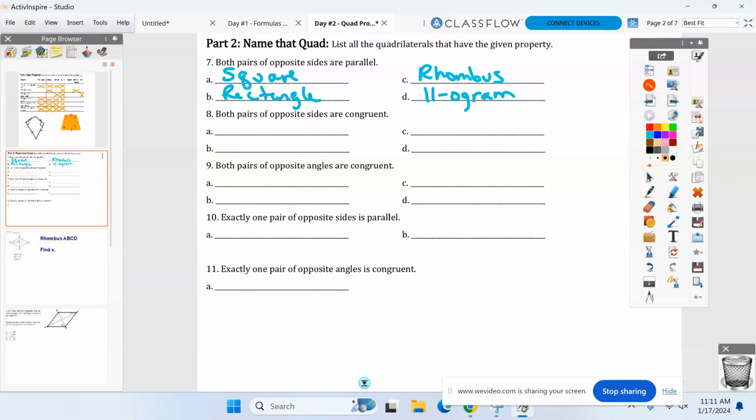Opposite sides congruent. Well, we just went over that in the chart, right? That's all the parallelograms again. And both pairs of opposite angles congruent. Also, all the parallelograms. Oh, that's going to change now, though, kids.